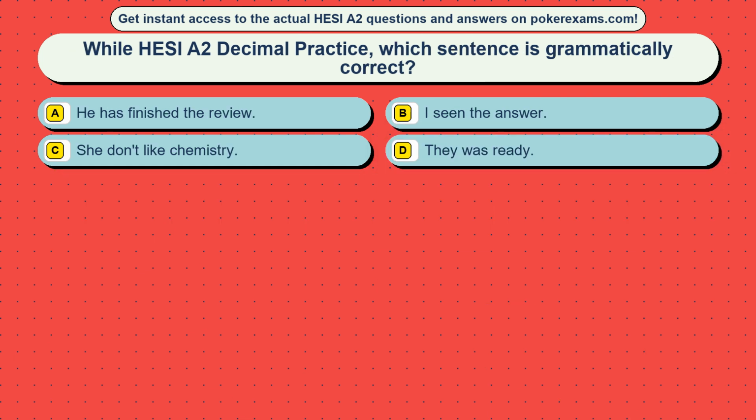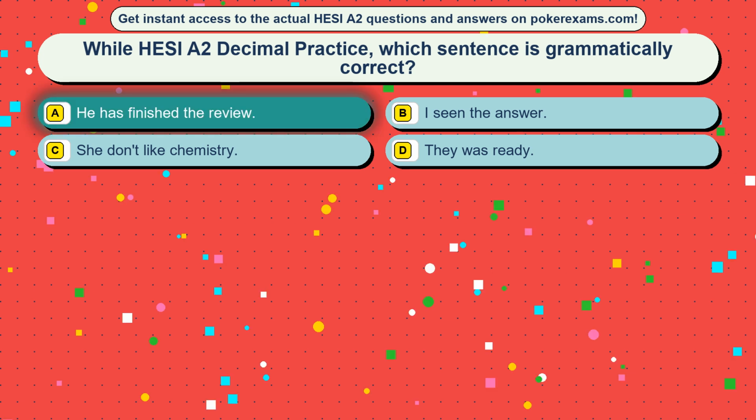Question 7. While HESI A2 Decimal Practice, which sentence is grammatically correct? Option A. He has finished the review. Option B. I seen the answer. Option C. She don't like chemistry. Option D. They was ready. The correct answer is option A.